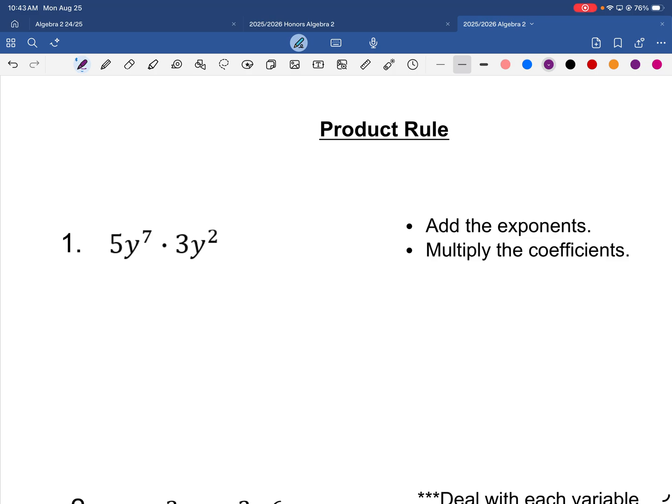So we got 5y to the 7th times 3y squared. Kick it. Kick it? Kick the bottom of it and it'll open.